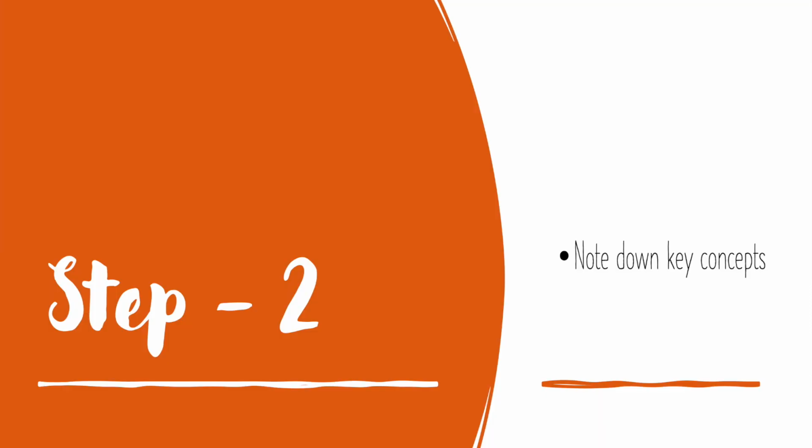Step number 2, note down key concepts. It is important that when you are reading the text, you write down some of the key words or key concepts that you have pointed out or figured out from the paragraph, so it will give you a glimpse of what it is speaking about.